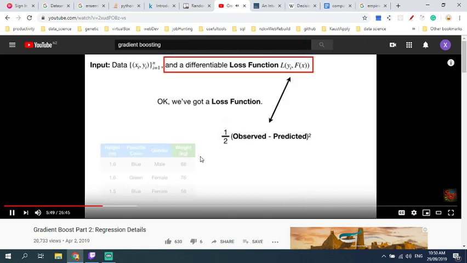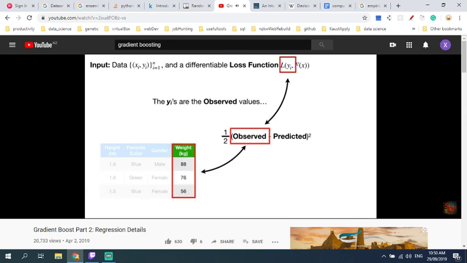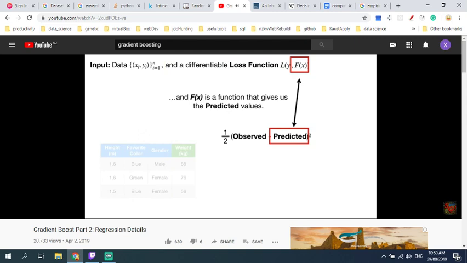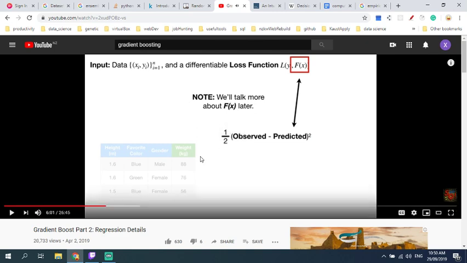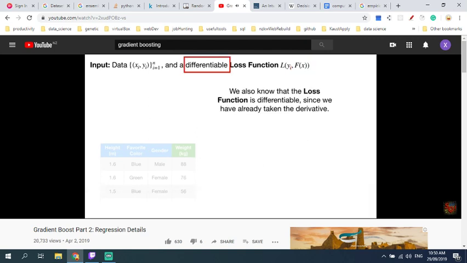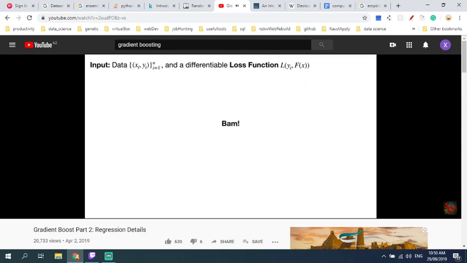Okay, we've got a loss function. The y sub i's are the observed values, and f of x is a function that gives us the predicted values. Note, we'll talk more about f of x later. We also know that the loss function is differentiable, since we have already taken the derivative. Bam! We figured out what the input is for the gradient boost algorithm.